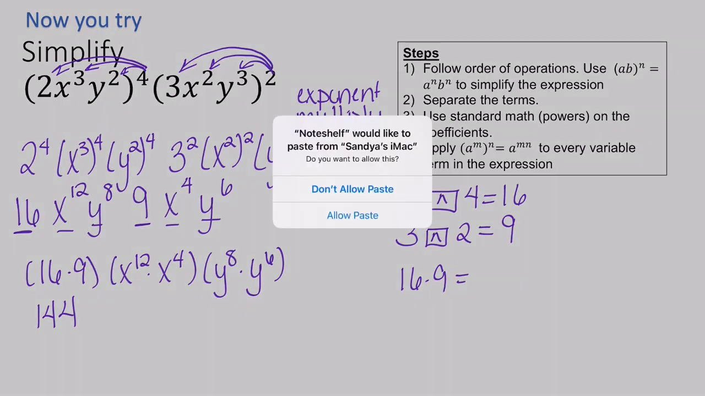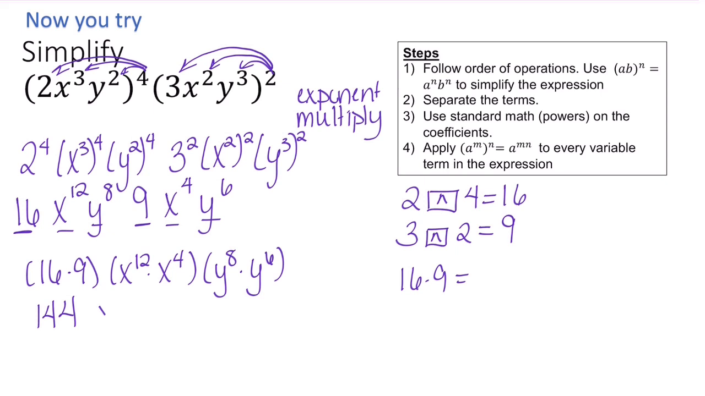So we have x to the 12 times x to the 4. So we're going to add them together, which gives us x to the 16th. And then we have y to the 8th times y to the 6th. So that's going to be y to the 14th, right? Because we add them together. So we get 144, x to the 16th, y to the 14th.